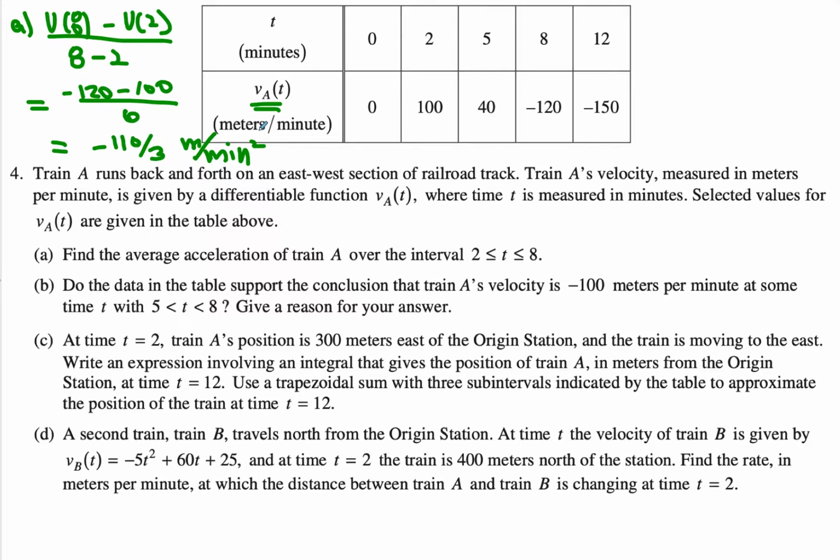Now let's look at part B. Do the data in the table support the conclusion that train A's velocity is negative 100 meters per minute at some time from 5 to 8?